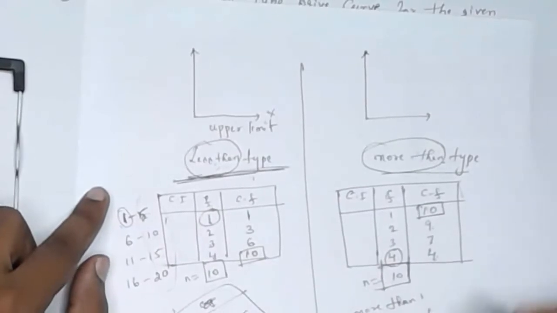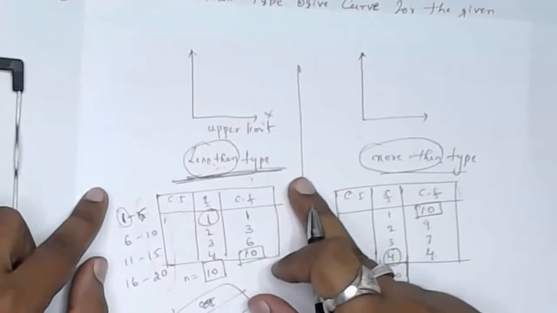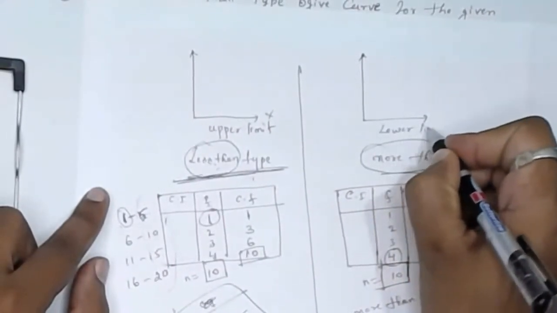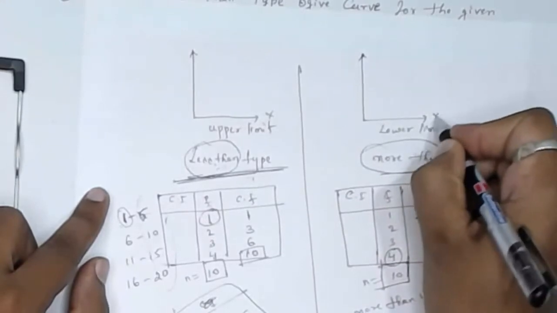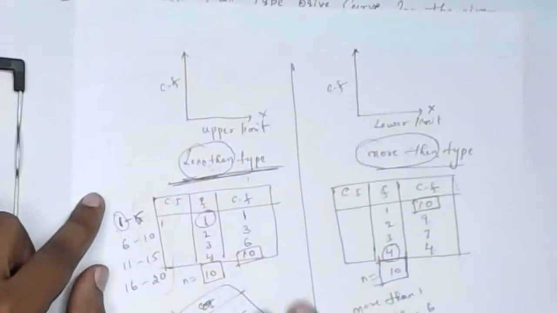Got it? In more than type, what do we have to write on the x-axis? More. The opposite is less, and less is nothing but lower limit. We have to write lower limit here. This is our x-axis, and this is our cumulative frequency.